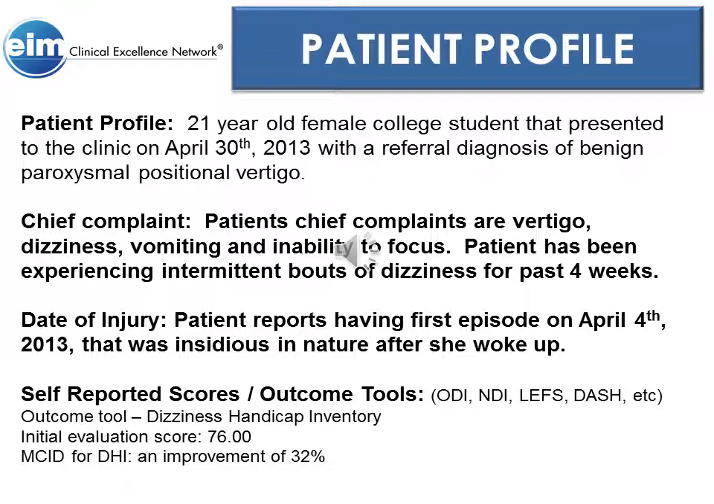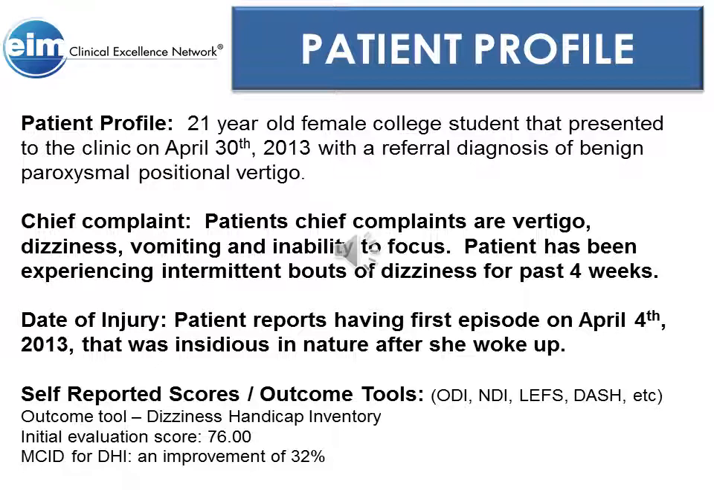Okay, so I'll talk about the patient profile. The patient is a 21-year-old female college student, and she presented to the clinic on April 30th with a referring diagnosis of BPPV. Her chief complaints were vertigo, dizziness, and vomiting due to her symptoms, and also the inability to focus. She's been having these bouts of dizziness or vertigo for the past 4 weeks, and her first episode was on April 4th, and it was insidious in nature when she woke up and had extreme vertigo.